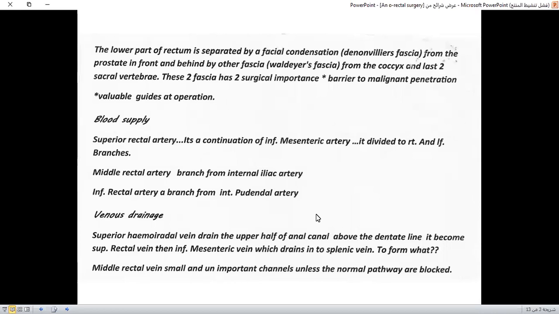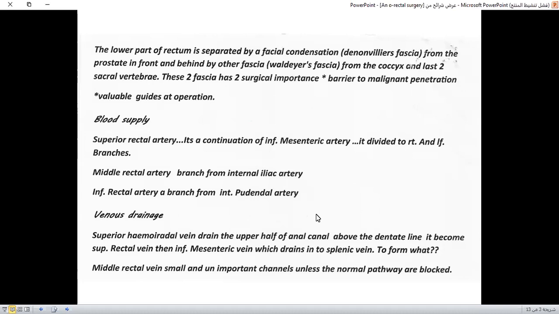The lower part of the rectum is separated by fascial condensation, Denonvilliers fascia, from the prostate and behind طبعا بالميال prostate, and behind by Waldeyer's fascia from the coccyx and last two sacral vertebrae. These 2 fascia has surgical importance, barrier to malignant penetration.